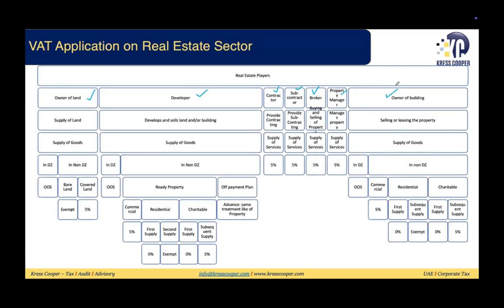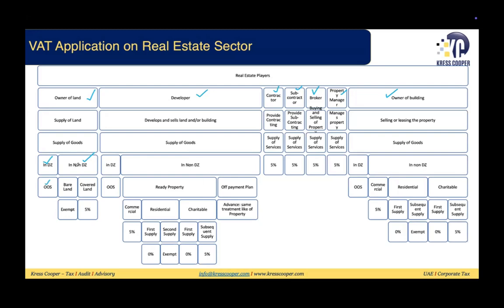Owner of the land: if you are the owner of the land, supply of land is the supply of goods as per the definition of the law. It means if you are supplying the land, you are supplying goods. The plot of land that you are supplying is either in a designated zone or in a non-designated zone. If it is in a designated zone as per the definition of the law, this is out of scope, because supply of goods within a designated zone is not subject to VAT. If the plot of land is in a non-designated zone, meaning in any free zone or on the mainland.